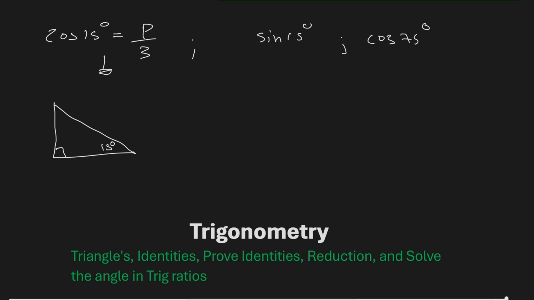But in this case, we are given cos of theta. So if we use SOHCAHTOA, we know that cos is adjacent over hypotenuse. This means on our triangle, we will represent the adjacent side as P. What is adjacent to the angle? The adjacent side is this side here that is next to it, so that is going to be P. And the hypotenuse side, we're going to represent as 3. Remember, the hypotenuse is always looking at 90 degrees.